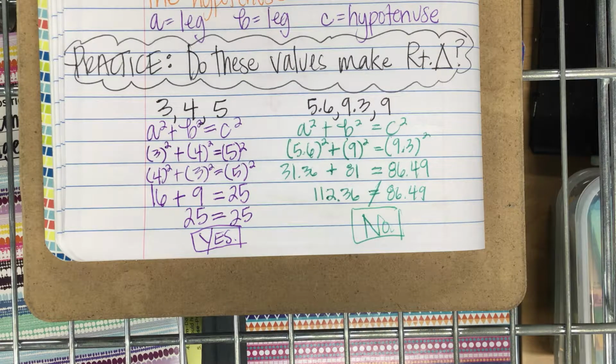A squared plus b squared equals c squared. Pythagorean theorem.